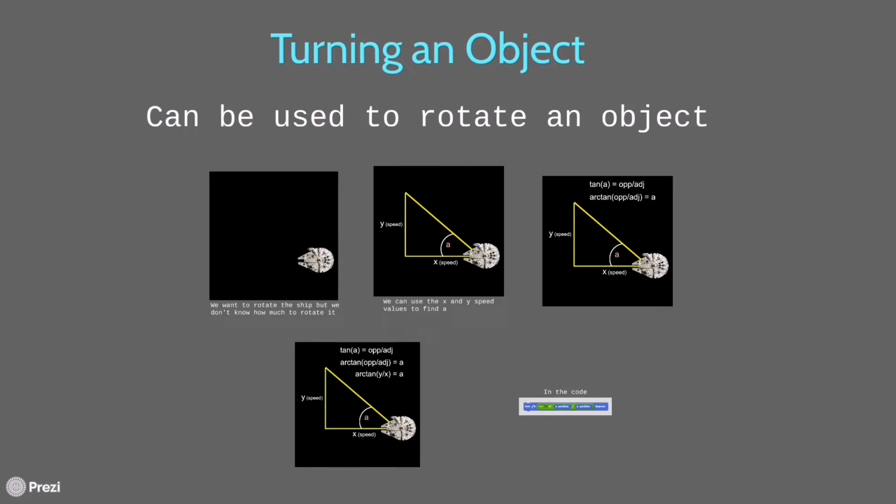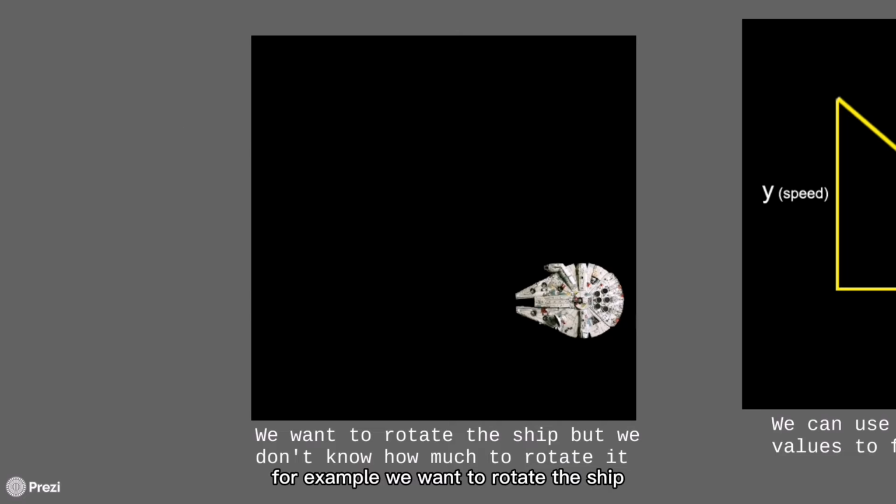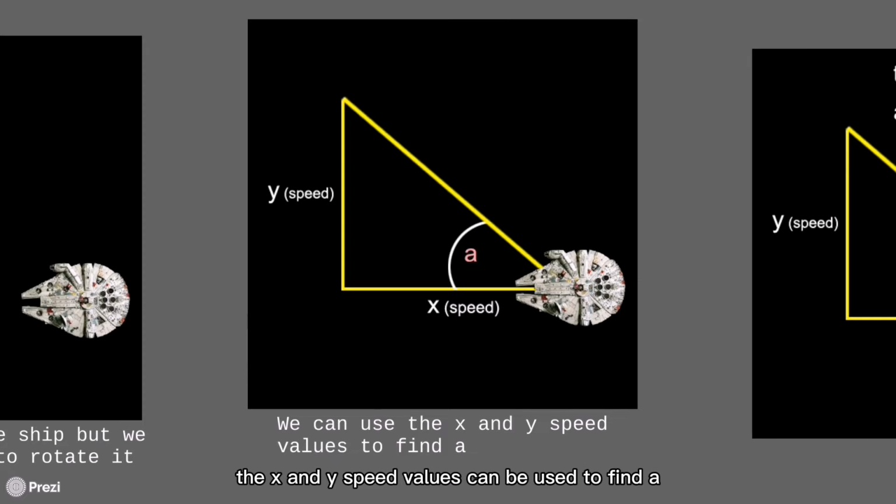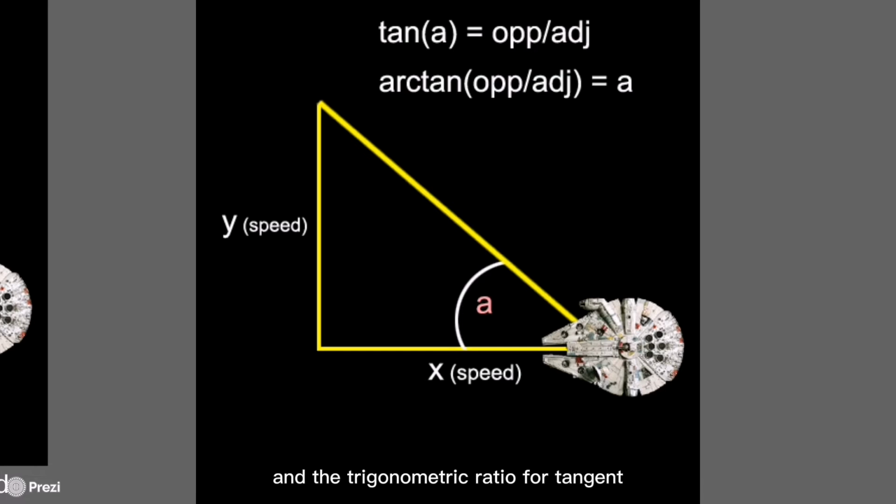Turning an object, trigonometry can be used to rotate an object. For example, we want to rotate the ship, but we don't know how much. The x and y speed values can be used to find a, and the trigonometric ratio for tangent is the most appropriate to use in here.